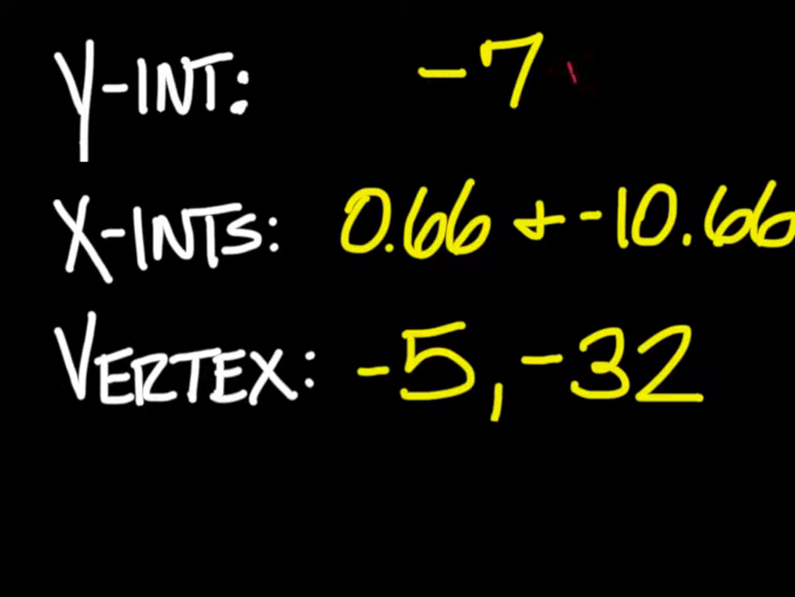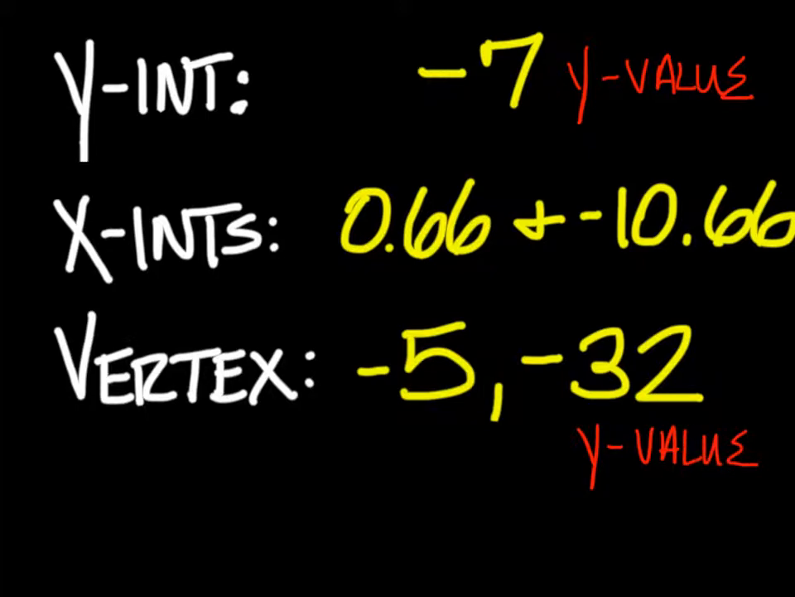This is a y value. Are there any other y values on this screen? What is another y value? Negative 32. Yep, that's a y value too. So now we have to go even further down on our y-axis. We have to be able to accommodate at least a negative 32.